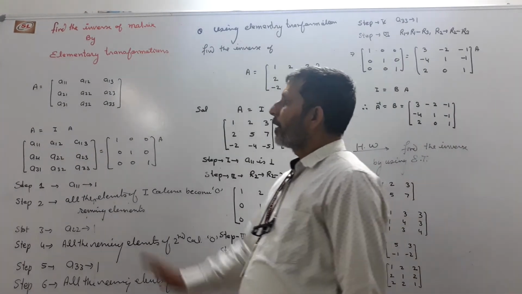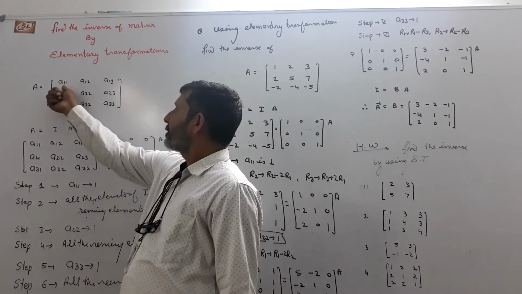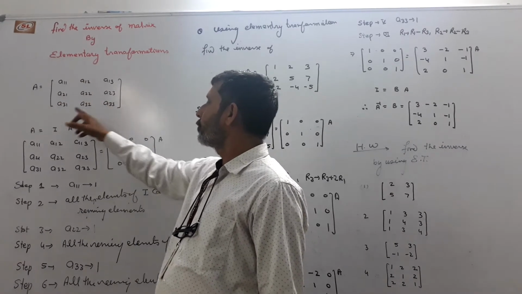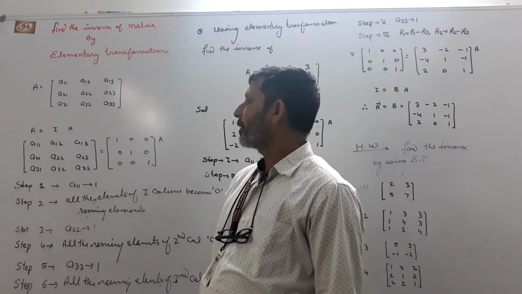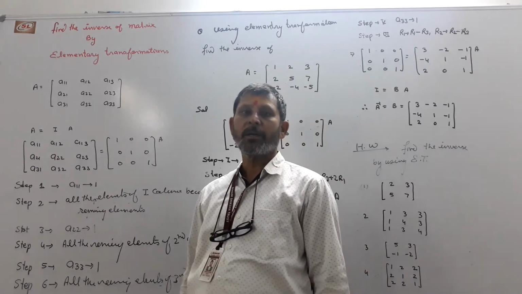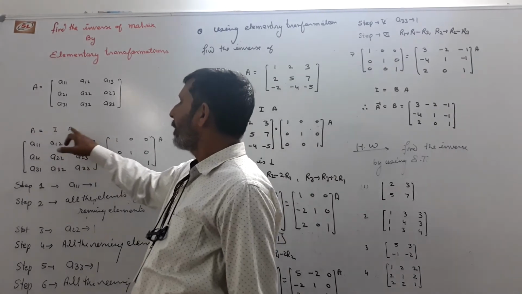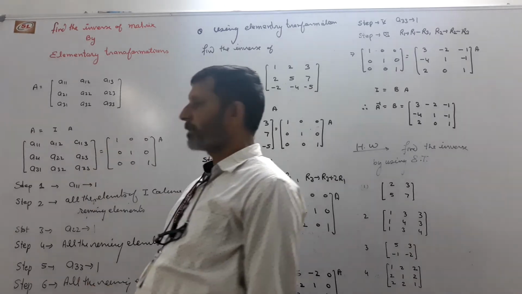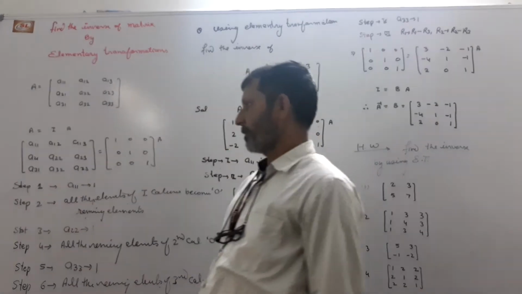For example, if A is a square matrix of order 3, with first row A11, A12, A13, then A21, A22, A23, and A31, A32, A33, then how can we find the inverse of the matrix by using the elementary transformation? We know that A equals IA, where I is the unit matrix. Any matrix multiplied by the unit matrix gives the matrix as it is. So putting the value of A, I is the unit matrix, and this A as it is.